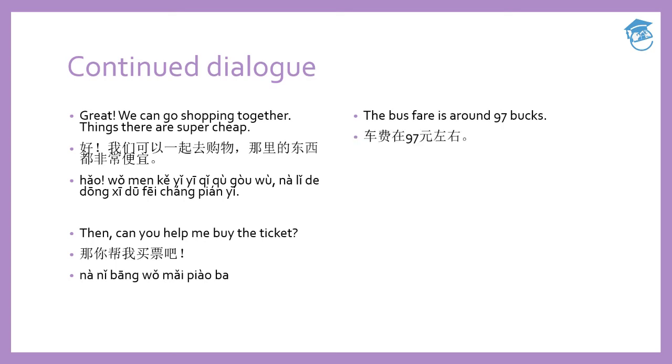Okay, it is 车费在97元左右. I hope you translated this very accurately. So, 车费 is bus fare. Okay, so although 车 is just to mean vehicles or cars, but to say 车费, it is understood as bus fare, because we have been talking about bus fare all the while. We are talking about the bus all the while. And 左右 is around. Okay, it's like left, right, but it also means around. It also means around or about.